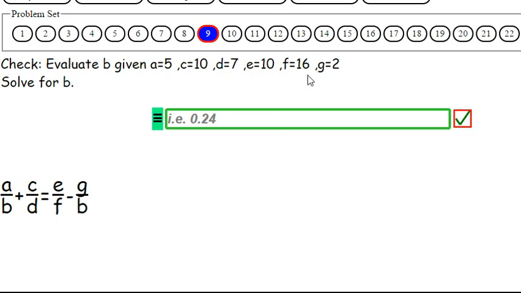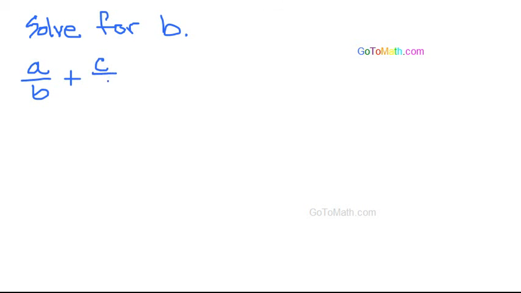Okay, so let me go and let's go to the whiteboard. And I'll just rewrite this. Okay, so we want to solve for B. And we have A over B plus C over D is equal to E over F minus G over B. Minus G over B.